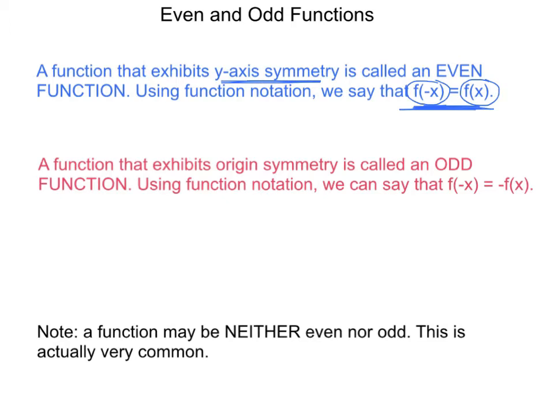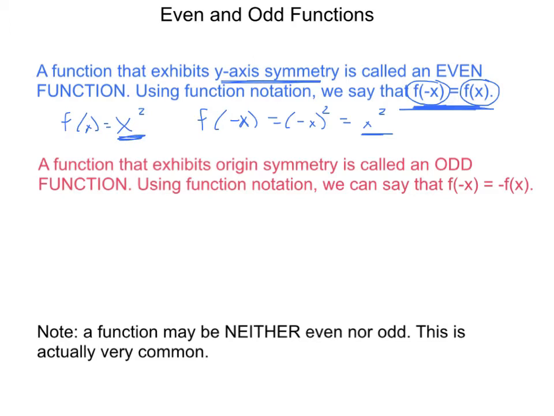A place that you've certainly seen this before is the function x squared, which is an even function. If this is your f of x, what happens when we plug in negative x? We end up with negative x squared, which is x squared. Notice that when I plugged in negative x, I got back the exact same thing as the original function by itself.